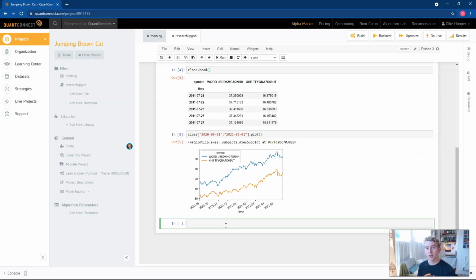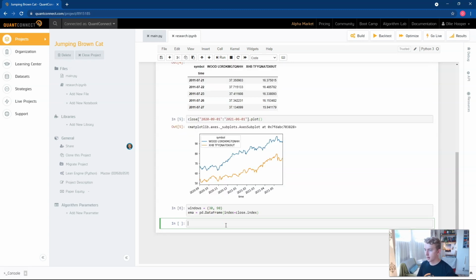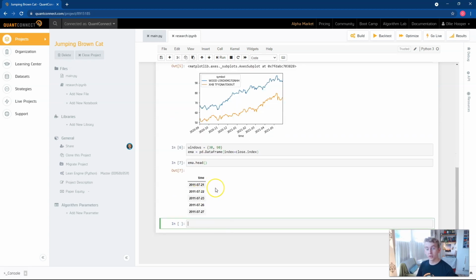Now, as I mentioned at the start, we're going to be using the momentum of one stock, this WOOD ETF, to produce trading signals for the Homebuilders ETF. So we're actually going to be using an exponential moving average crossover strategy to produce these trading signals. So we're going to have windows, which are going to be 30 days and 90 days. And then we also want to create a data frame called EMA, which is going to have the same index as our close prices. Okay, so EMA is just going to be an empty data frame with the same date time index as our close prices.